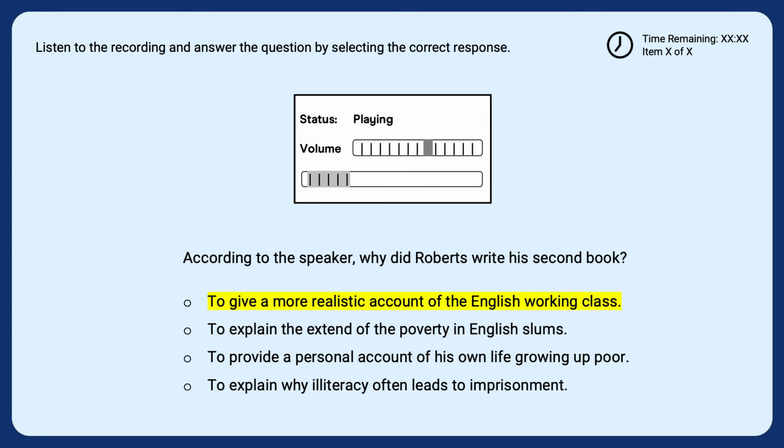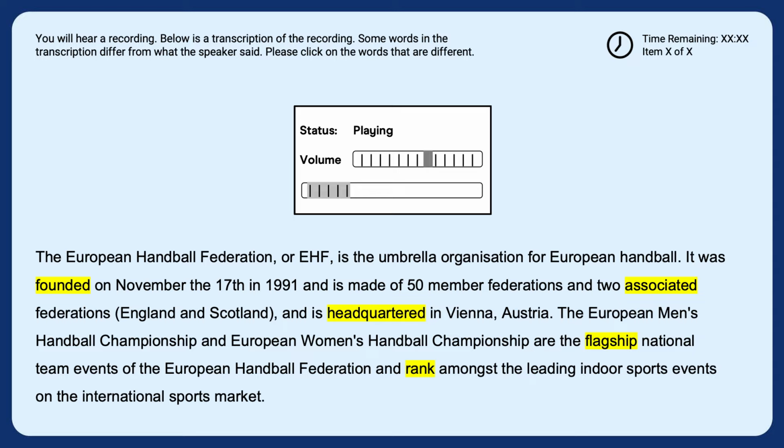With highlight incorrect words, hopefully you clicked on funded because the speaker said founded. Hopefully you clicked on assorted because the speaker said associated. Hopefully you clicked on headlined because the speaker said headquartered. Hopefully you clicked on flagrant because the speaker said flagship. And hopefully you clicked on the verb grade because the speaker said rank.